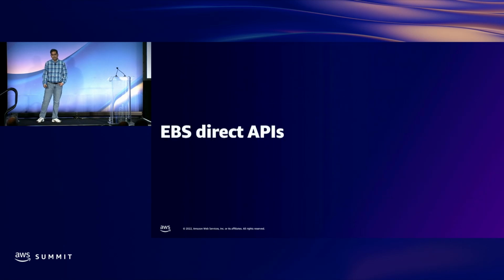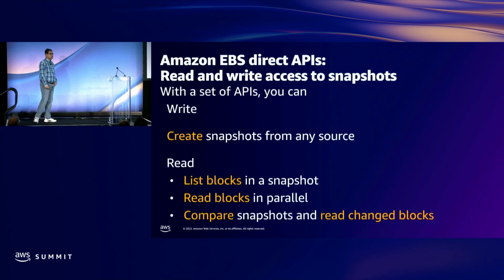All right, still on track. Let's do direct APIs. Lots to cover. So with EBS Direct APIs, you can read or write access to snapshots. With this set of APIs, you can create snapshots from any source. You can list blocks in a snapshot. You can read blocks in parallel. You can compare snapshots, and you can read changed blocks.